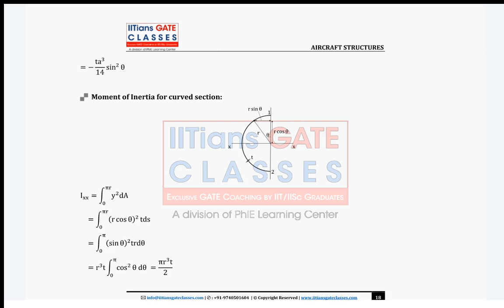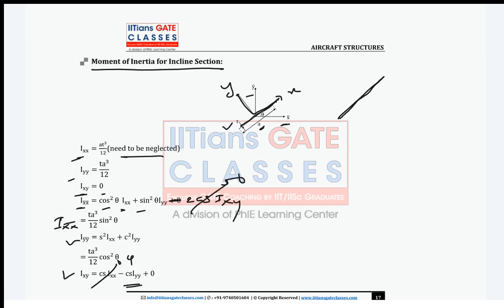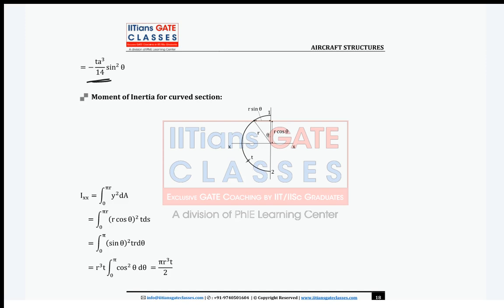Okay, this is how, this is 0 and this is minus cs, not 12, it is 24. Okay, it is 24. Now, guys, this is about inclined section. You guys can look into it, and if any doubt, you can ask me in next class.